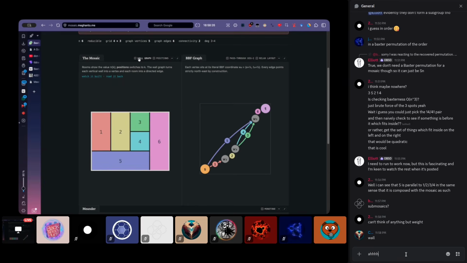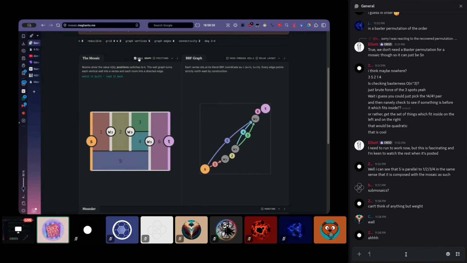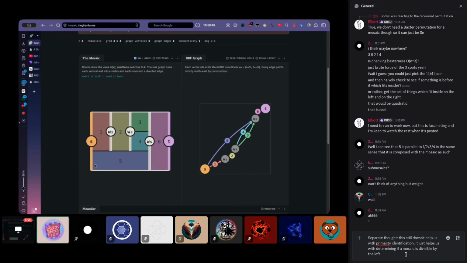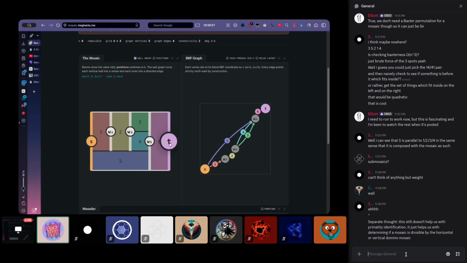If you turn on wall graph, you can kind of see what's happening here. I just overlaid the walls on top of the mosaic. And what I see is from the source, 1 goes to W2 and 5 goes to W5. From W2, 2 goes to W3. There's parallel edges here from W3 to W5, and from W5, it goes to the target.